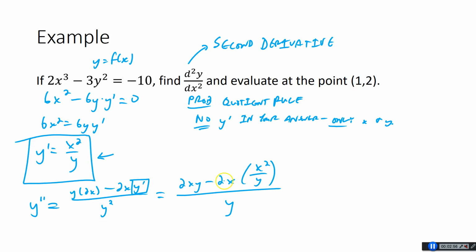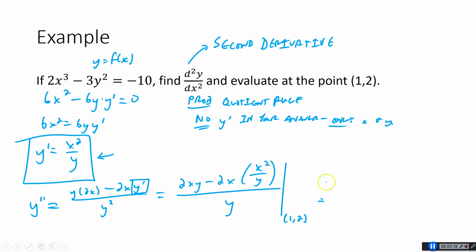We could, if we wanted to, make this negative 2x cubed. We could slide this up on the top, negative 2x cubed over y, and then make a common denominator and get the y to the bottom. I'm not going to do that, though. I'm just going to evaluate this at the point they asked for. So evaluate this at the point 1, 2. Erase all that.